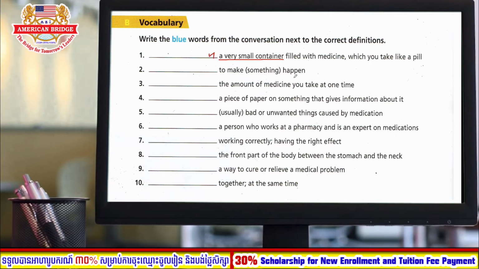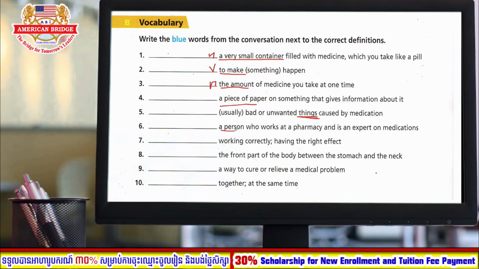"To make something happen." Mostly, a definition that starts with "to" is supposed to be a verb. "The amount of medicine you take at a time." So "the amount" starts with an article as well, so it's supposed to be a noun, okay? "A piece of paper" is a noun. "Bad or unwanted things." So the word "things" is a noun.